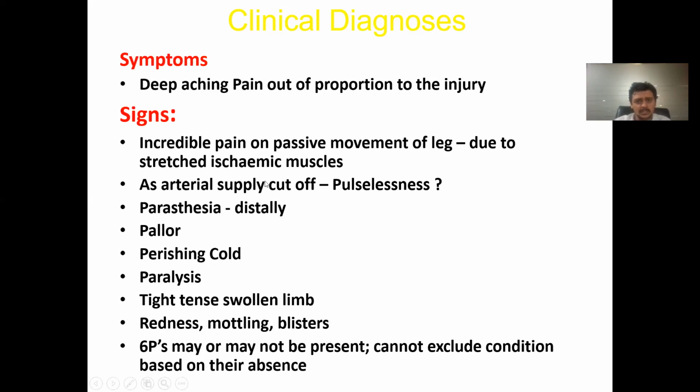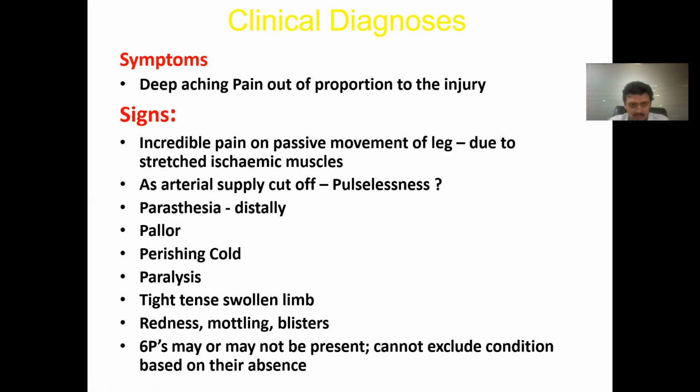Now you have to look for pulselessness. Is the arterial supply cut off? Check for the pulse. Check for paresthesia distally. Check for pallor. Check for a perishing cold limb. The limb will be cold. Paralysis can occur if the presentation is late.